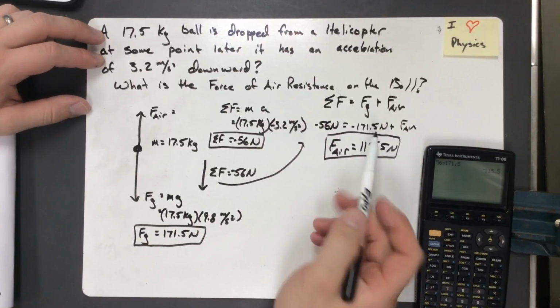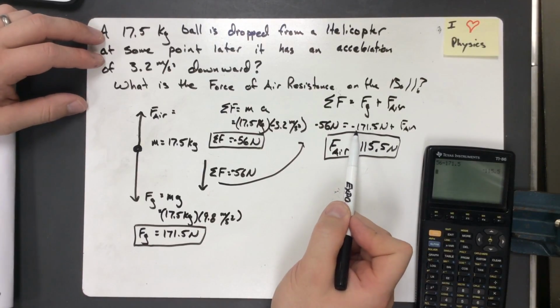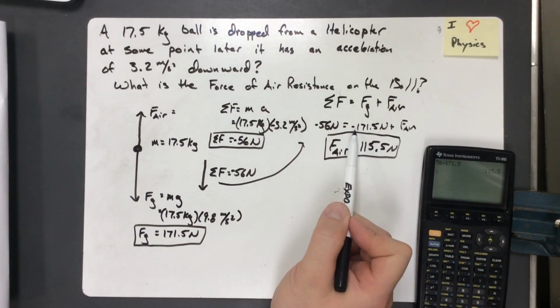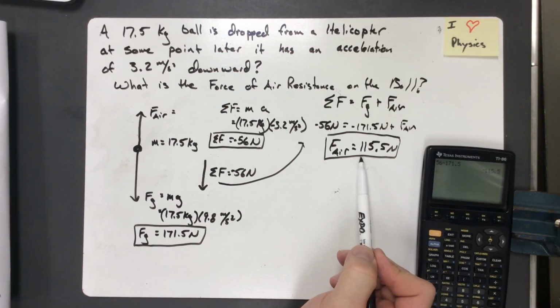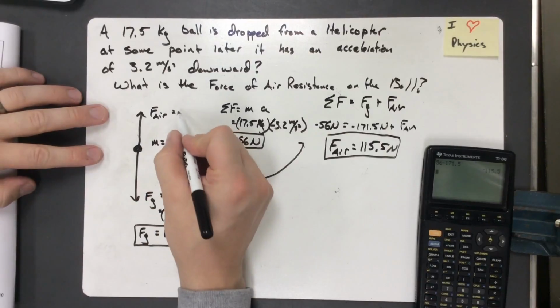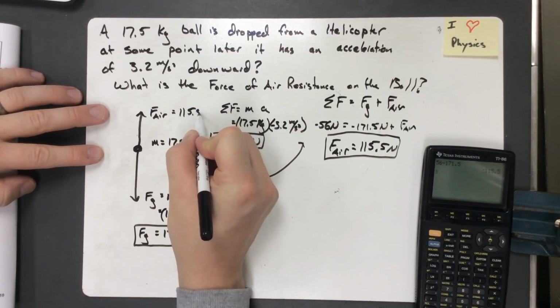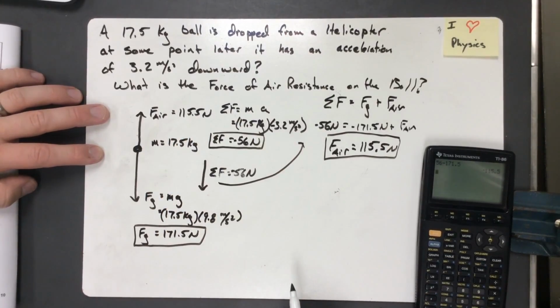All right, so using a little algebra here, all I did is add 171.5 to both sides, and that tells us that the force of air resistance has to be 115.5 newtons upwards. So that's how you would go about solving a problem like this.